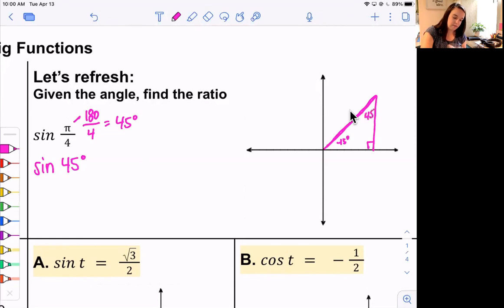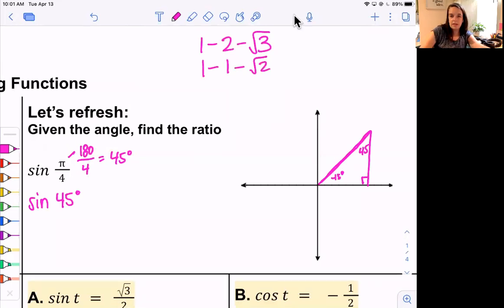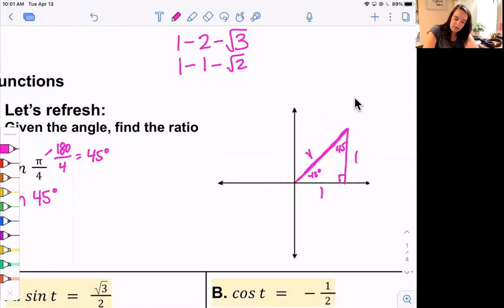Yeah, 45. So this is a 45, 45, 90 degree triangle. What does that mean about the side lengths? What do I know about the relationship of the side lengths? Anybody remember? There's 1, 2, square root of 3, and then there's 1, 1, square root 2. And Galilee's got us in the chat. It says 1, 1, square root 2 for sure. So we have 1, 1, square root 2.